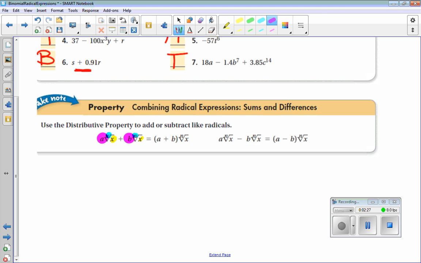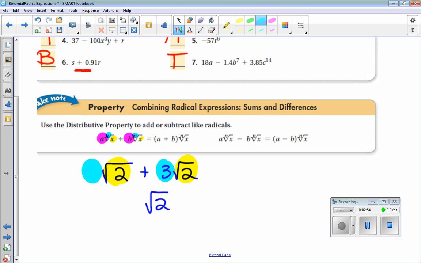So for example, if I had the square root of 2 plus 3 square roots of 2, I can add those together because the square root of 2 is like a like term. What do I end up adding together? Well, I keep the square root of 2, but what do I do with the numbers out in front? I'm going to add them because of the plus sign.